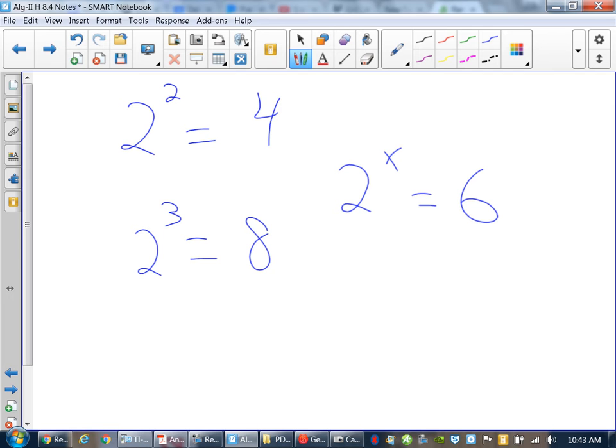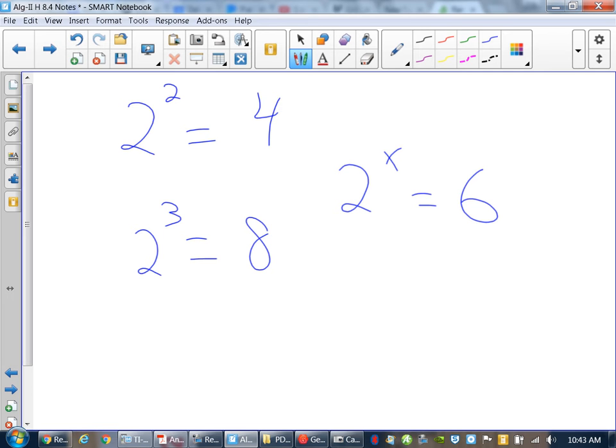I don't know. It's not going to be 2.5. But this is the reason why you have to have logarithms. Logarithms allow you to solve for exponents. When your unknown value is an exponent, you use logarithms to back itself out, to undo it.